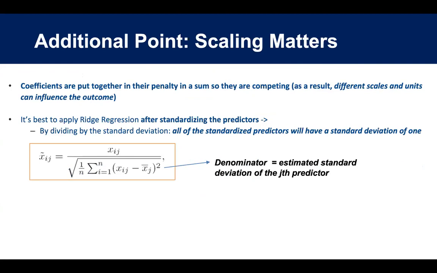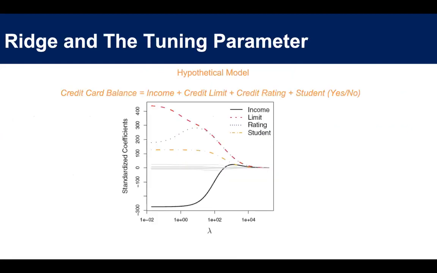The coefficients are put together in the penalty in a sum, so they're actually competing against each other. As a result, different scales and units can influence the outcome, right? Predictor 1 is competing against predictor 2, and so differences in units or the scale of these two predictors may influence the outcome. So what we want to do is put them on a level playing field, and we do that by standardizing the predictors. By dividing by the standard deviation, all the standardized predictors will have a standard deviation of 1.